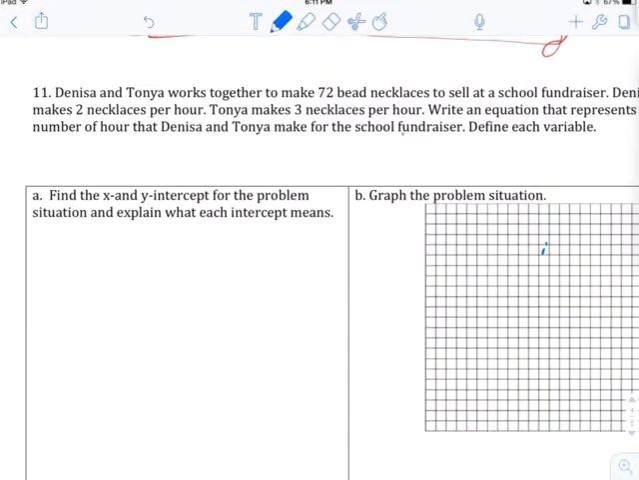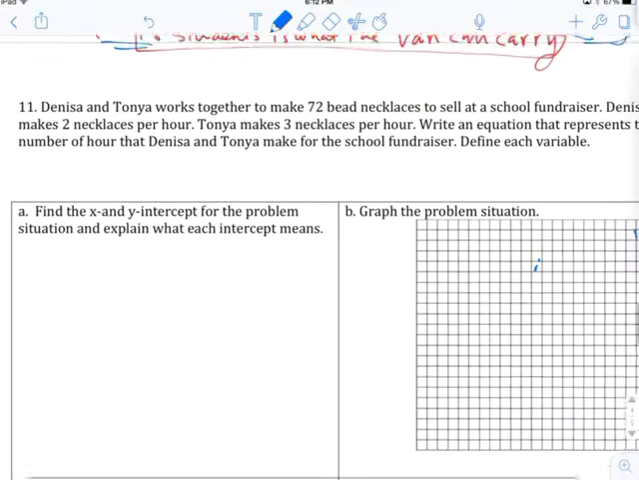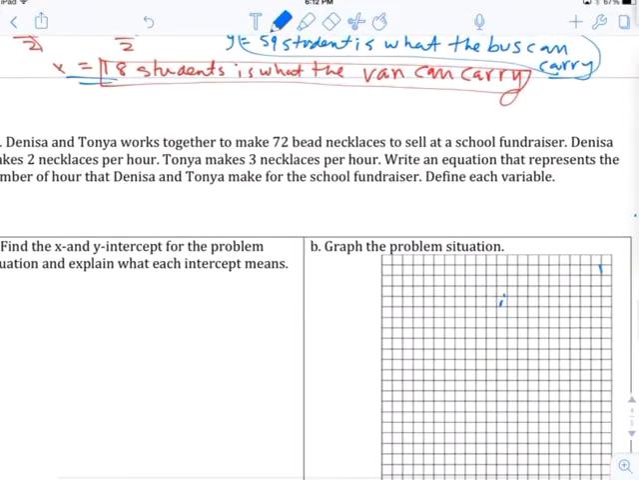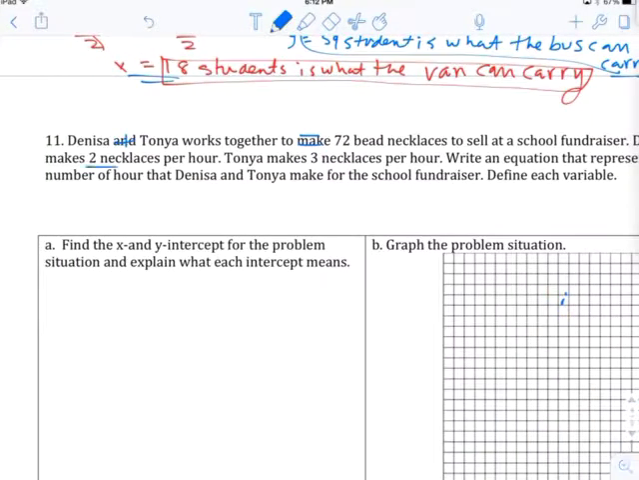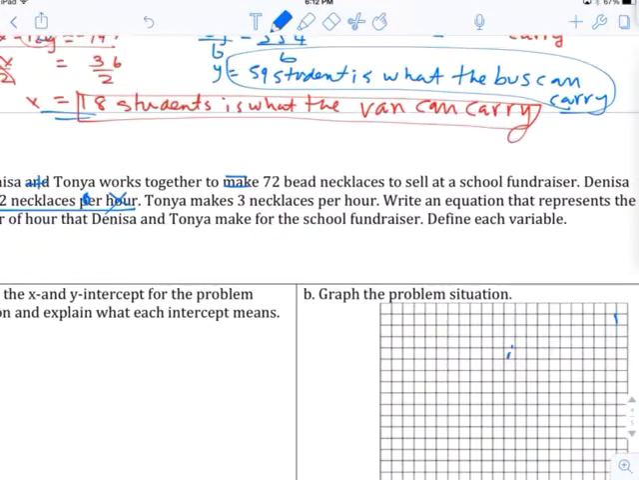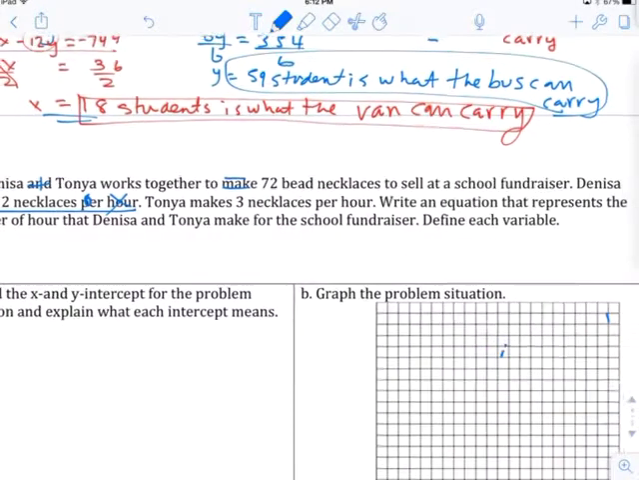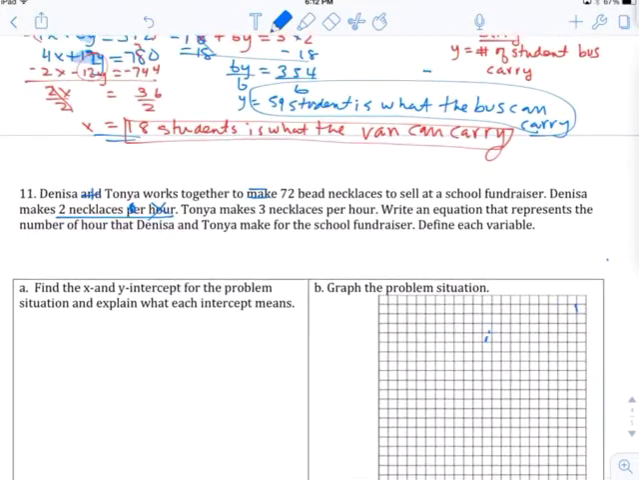Denise and Tanya work together to make 72 bead necklaces. So they're working together, so this "and" must mean plus. To make a total of this many necklaces to sell at the school fundraiser. Denise makes 2 necklaces per hour, so that's 2 times the number of hours. X represents Denise's hours. Tanya, okay. Write an equation that represents the number of hours.